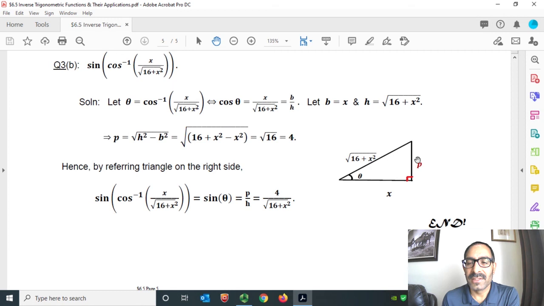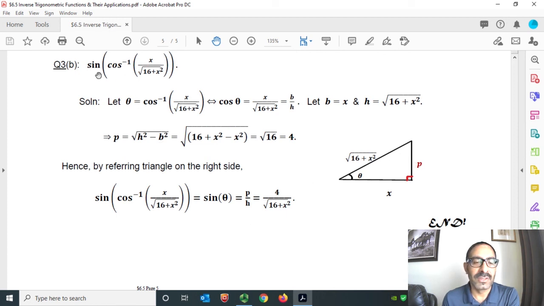In this right triangle, this is the perpendicular, this is the base, this is the hypotenuse. So we found b is x, hypotenuse is radical 16 plus x squared. Then using the Pythagorean identity, the perpendicular p equals the radical of h squared minus b squared. H is this number, b is this number, and simplify, it turns out that the perpendicular is 4.